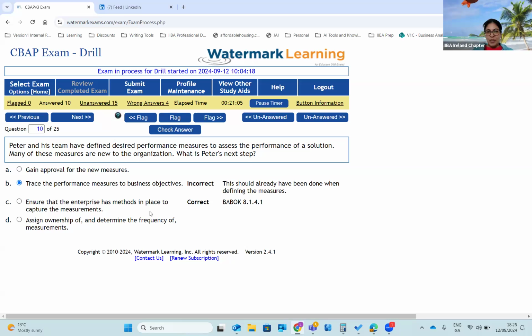Ensure that the enterprise has methods in place to capture the measurements. That's true, it should have metrics. It should already have been done when you define the performance measures. But it doesn't say it was done. Yeah. Okay, so ensure the enterprise has methods in place to capture the measurements. That's interesting. That makes perfect sense.